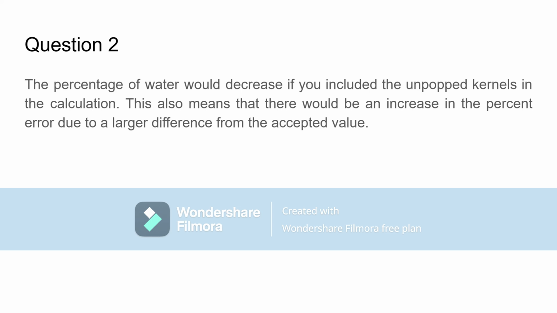Question 2, I said that the percentage of water would decrease as you included the unpopped kernels in the calculation. This also means that there would be an increase in the percent error due to a larger difference from the accepted value. And that's all I have.